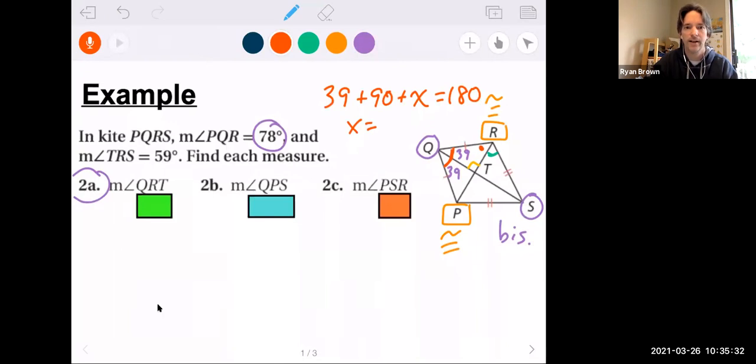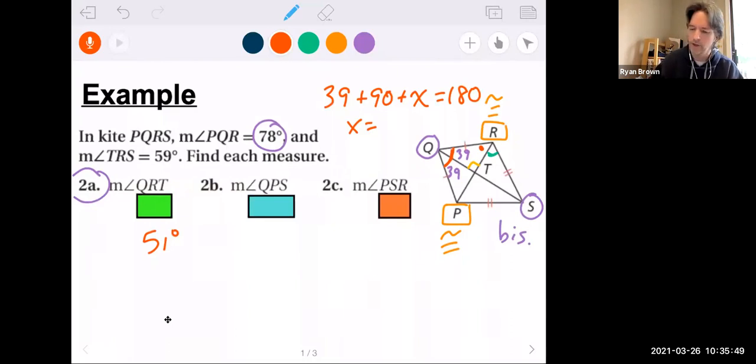Give you a second to try that out. Did you get 51? Me too. There you go. Good for you. 51 degrees. So we use the knowledge of the bisecting angles and the congruent angles to help us out, and the perpendicular diagonals.